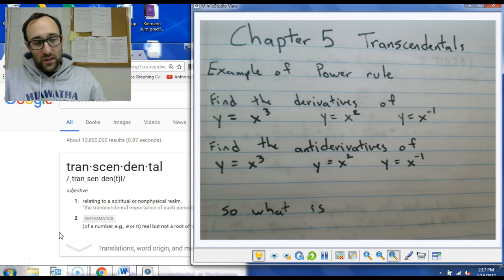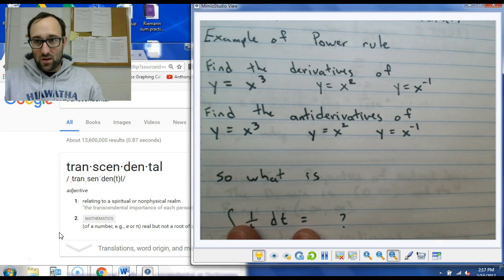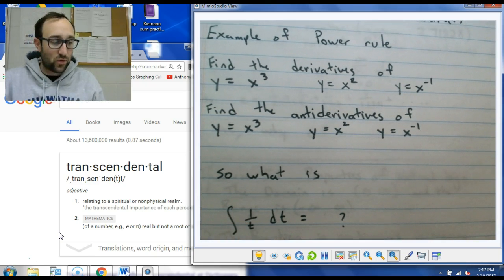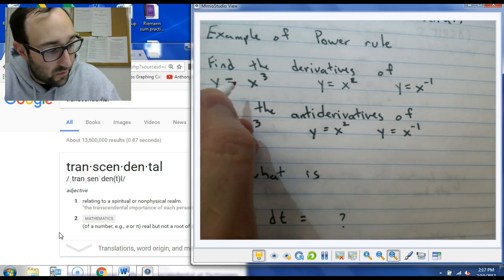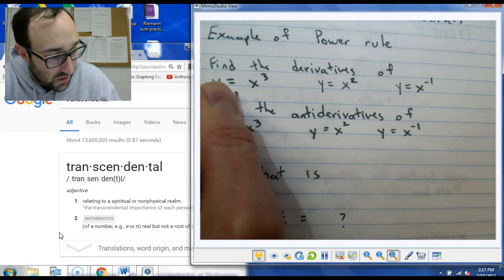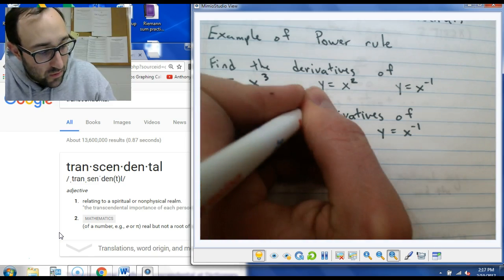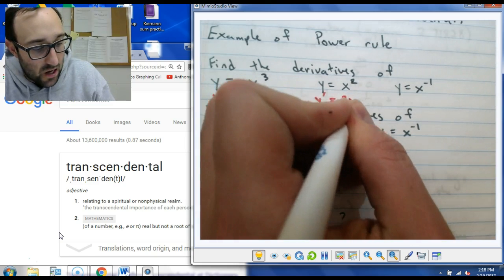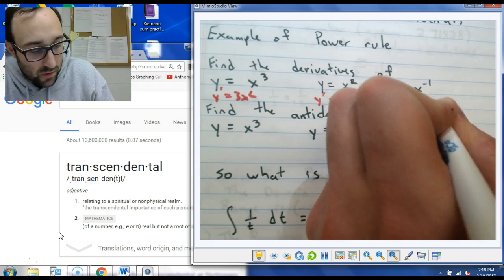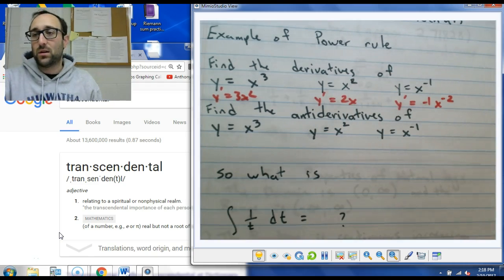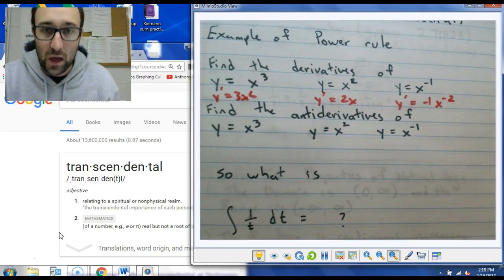Okay? So, let's just use this as kind of an example, as a starting point. Let's use an example of the power rule. y equals x cubed. If we take the derivative of that, we'd say y prime equals 3x squared. y prime for this one equals 2x, and y prime of this one equals negative 1, x to the negative second. Right? Nothing new. We've been doing that for a while.